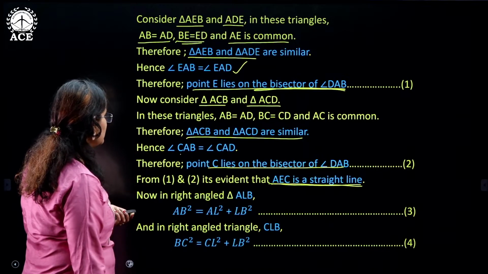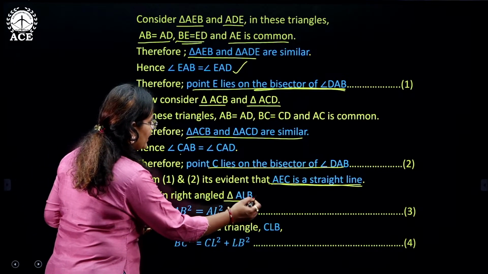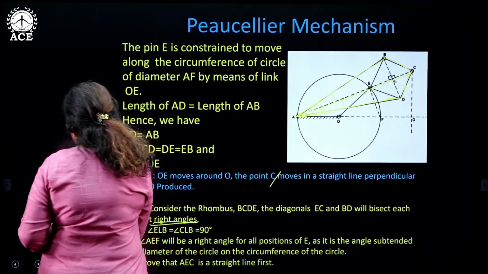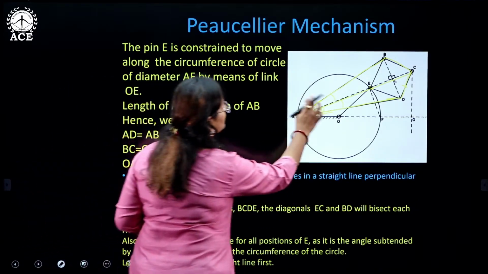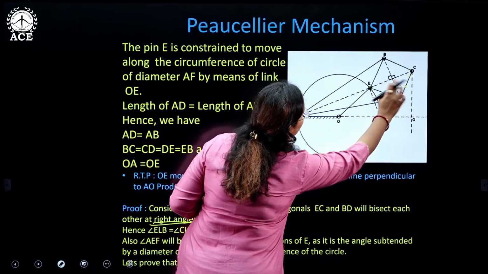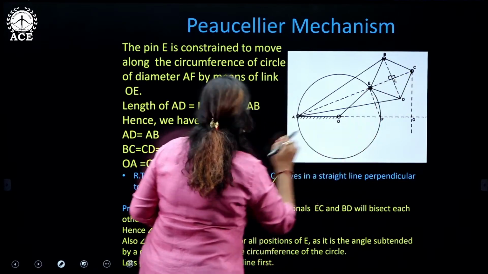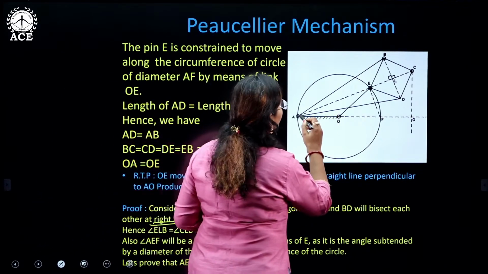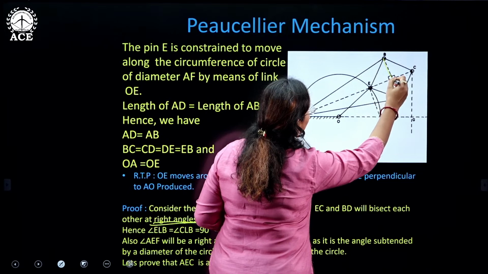Now, if I consider the right angle triangle ALB, this is nothing but ALB. Let us go fresh again. So I am talking about ALB, this particular triangle.